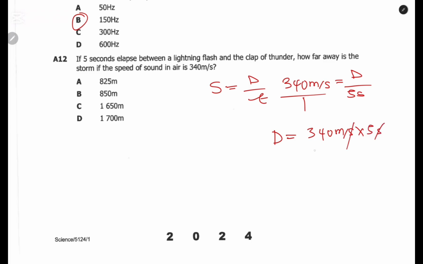Second and second cancel. If you multiply 340 multiplied by 5, you should get 1,700, in this case meters. So that is how you work this one out.